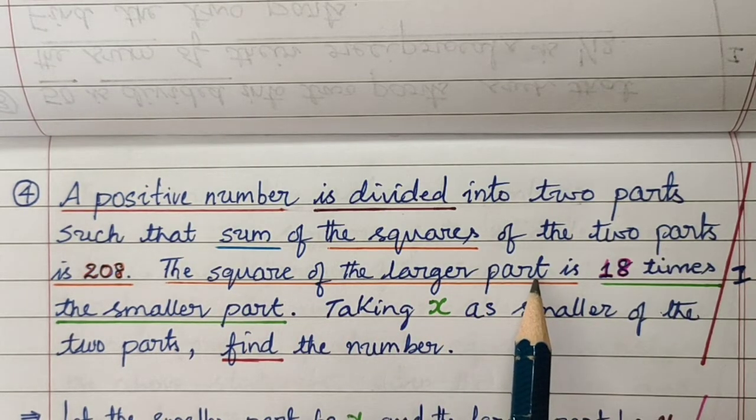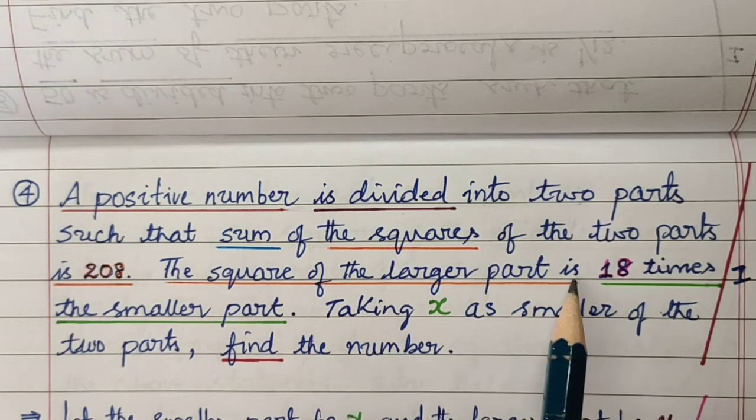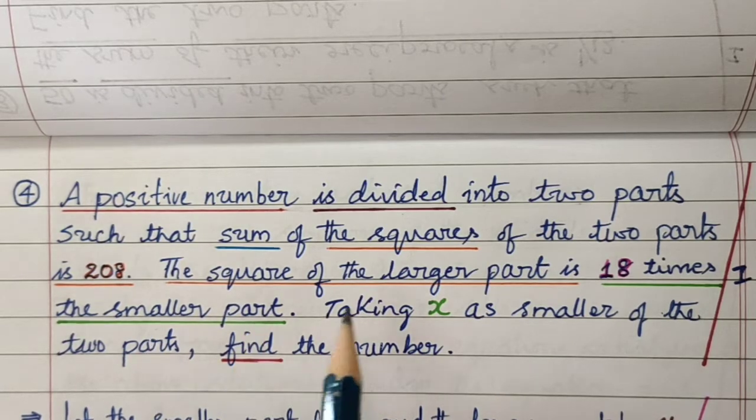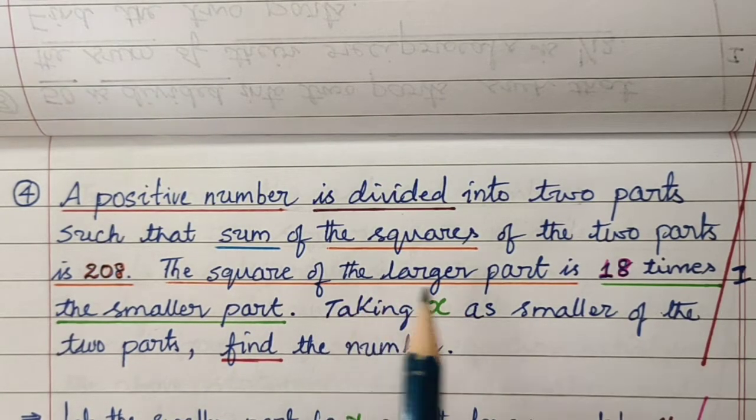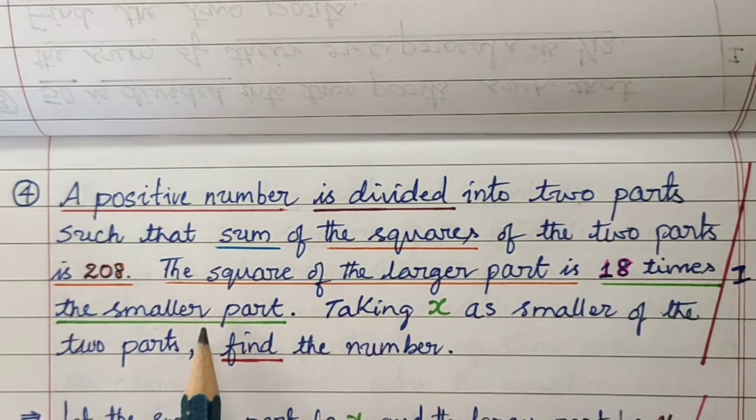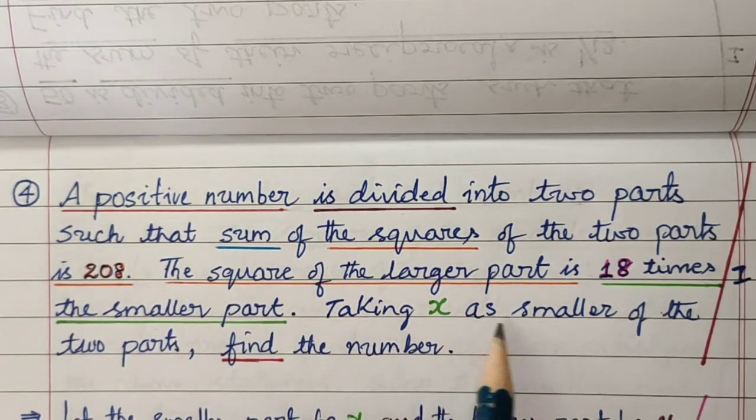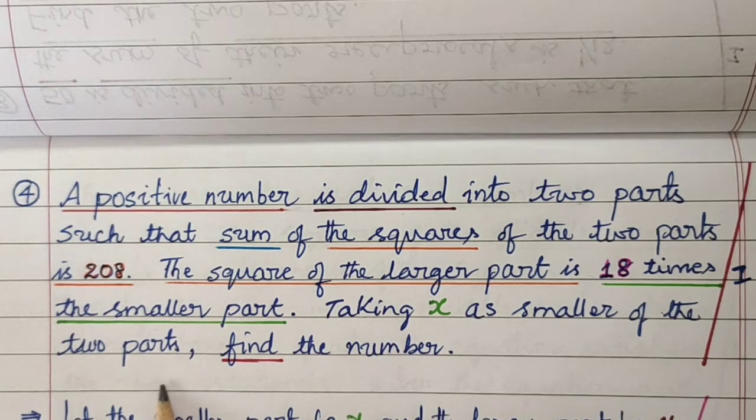A positive number is divided into two parts. The square of the larger part is 18 times the smaller part of the positive number which is divided. Taking x as the smaller part of the two parts, find the number.